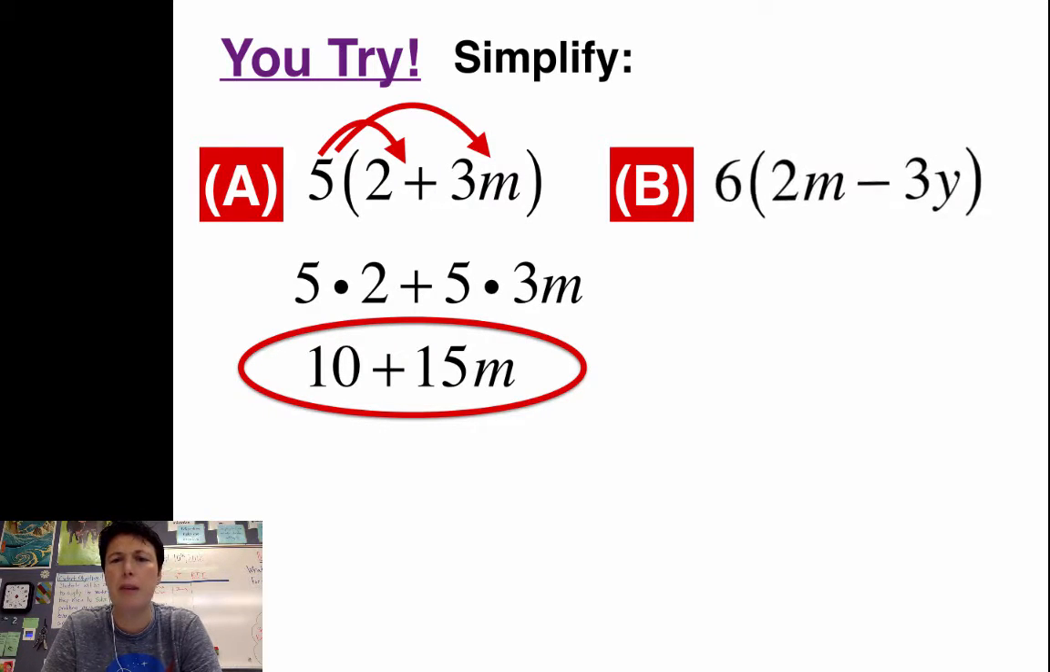Let's try another one. Here's B: 6(2m - 3y). Again, pause your device, hit the button, and see if you can do this on your own. See if you got this down.